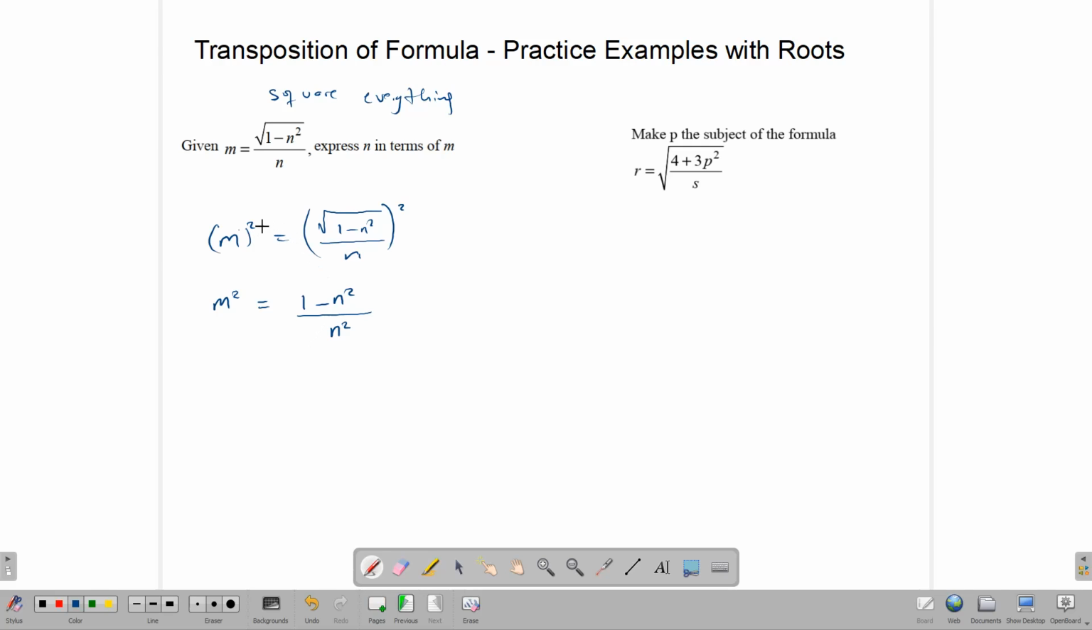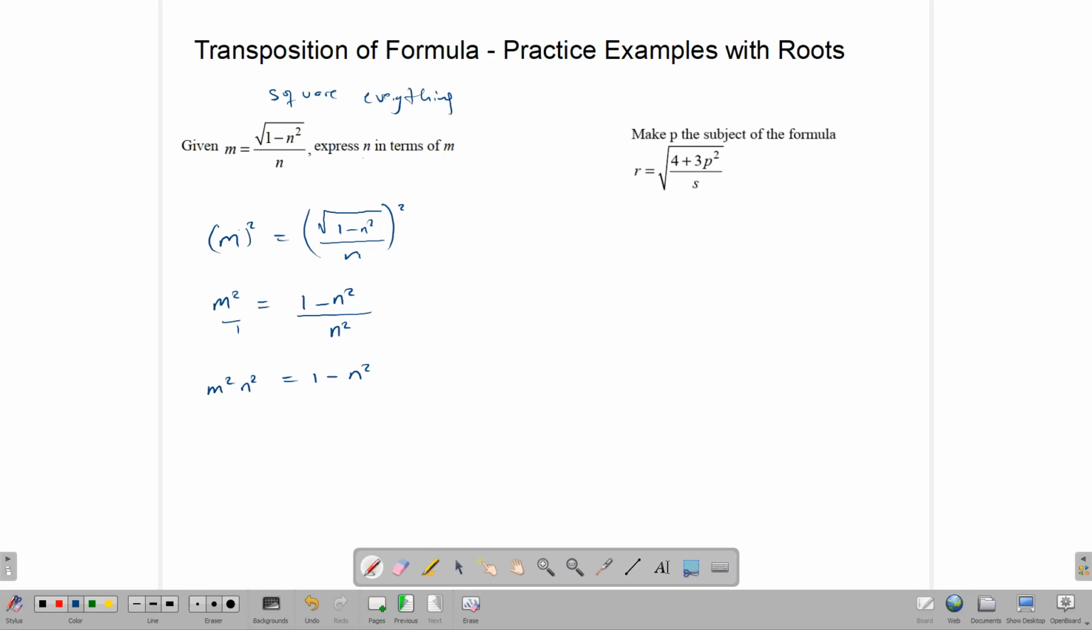Notice, the m gets squared, it's not under the root sign. 1 minus n squared is squared. This square will cancel the root. And the n, which was not under the root sign, is also squared. It becomes n squared. So now we have, let's cross multiply here. We have m squared n squared is equal to 1 minus n squared.